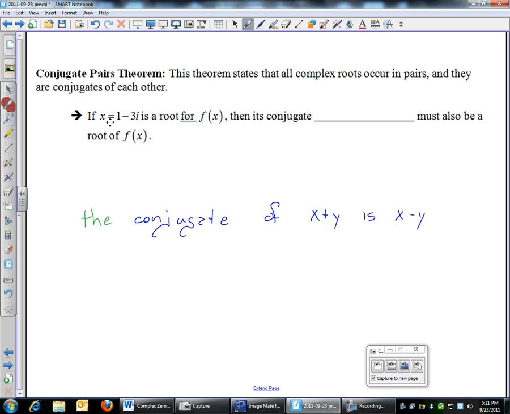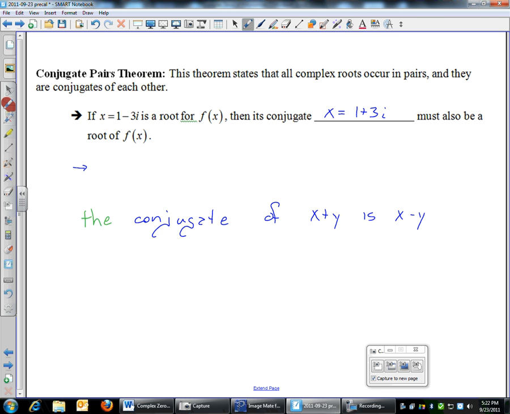So if x equals 1 minus 3i is a root, then I automatically know, even if that's the only one that's given to us, that x equals 1 plus 3i. That's the conjugate of 1 minus 3i. Then 1 plus 3i has to be another root. They always occur in pairs, and they're always conjugates.